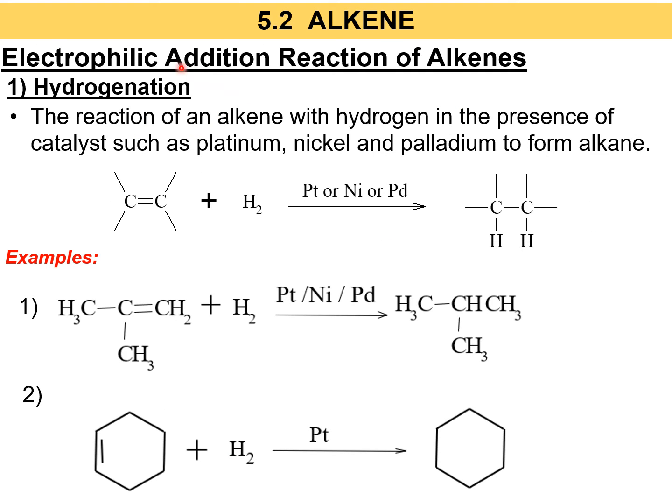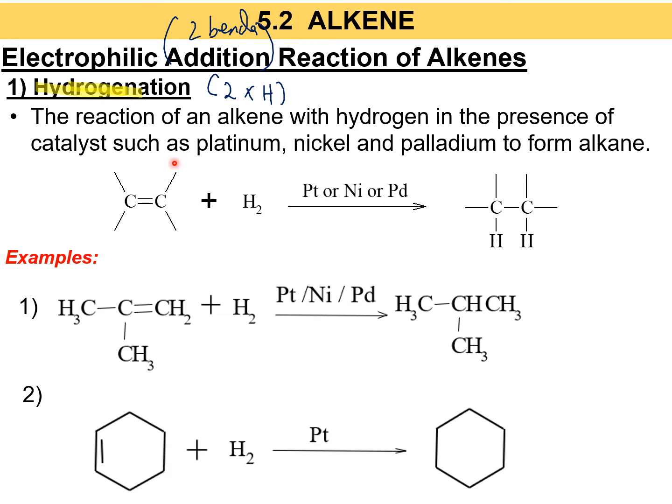Let's look at the first electrophilic addition reaction of alkenes, known as hydrogenation. I want you to know the keyword, or the hint, here is hydrogenation. We know in addition reaction we add two things, right? So for hydrogenation, that means it adds two hydrogens.